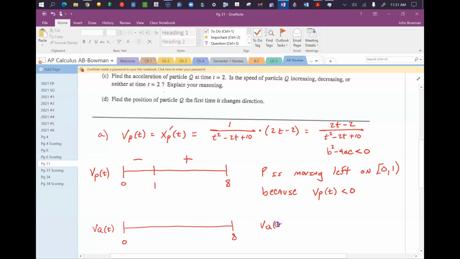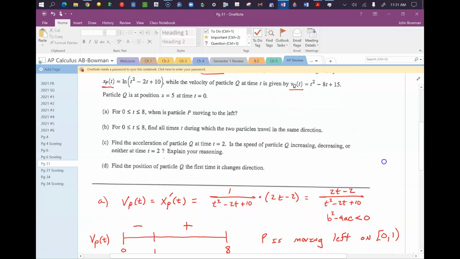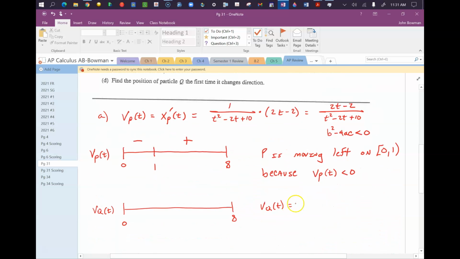vq of t is given by t squared minus 8t plus 15, and it turns out that that is factorable. It factors into t minus 5 times t minus 3, so this velocity function has zeros at 3 and at 5, and we're going to fill out this sign chart. So pick a number less than 3, like 2. Both factors would be negative. Negative times a negative is a positive. Pick a number between 3 and 5, like 4.